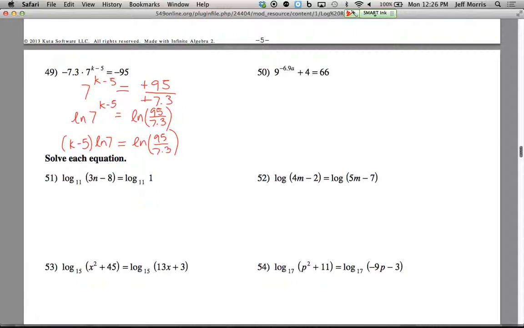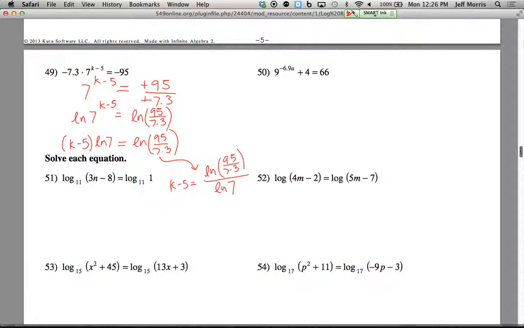Now, how do you solve this? I do need to talk about this. How do you solve this? Divide by ln 7 first. Now we're coming down here, so now we're going to have k minus 5 is equal to natural log of 95 divided by 7.3, over ln 7. By the way, on top, if you don't like that fraction within a fraction, does anybody know what I can do on top to get rid of the fraction? You can separate the logs. You can go natural log of 95 minus natural log of 7.3 on top. Sometimes on the AP exam, you'll see the answer that way. All right, what's the last step here?